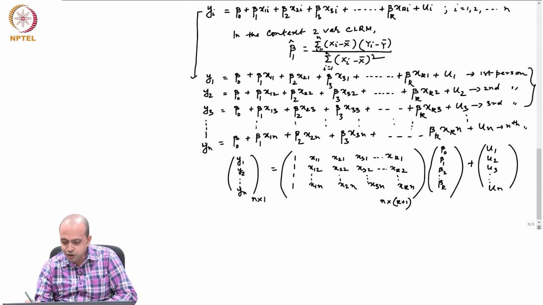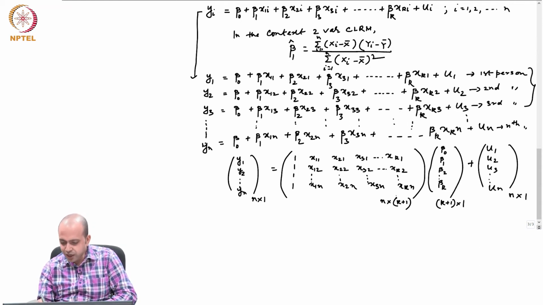What is the dimension of this matrix, beta 0, beta 1, dot dot dot beta k? That means you have k plus 1 rows, but only one column. So, k plus 1 into 1. And what is the dimension of this matrix? Here also you have n rows but only one column. So, n cross 1.